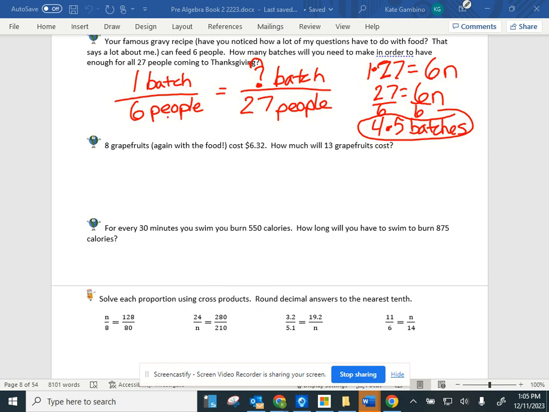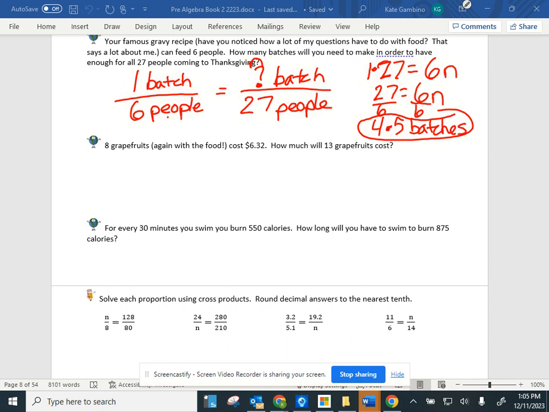8 grapefruits cost $6.32. How much will 13 grapefruits cost? How am I going to set this up with my proportions? Because I want to use my cross products.